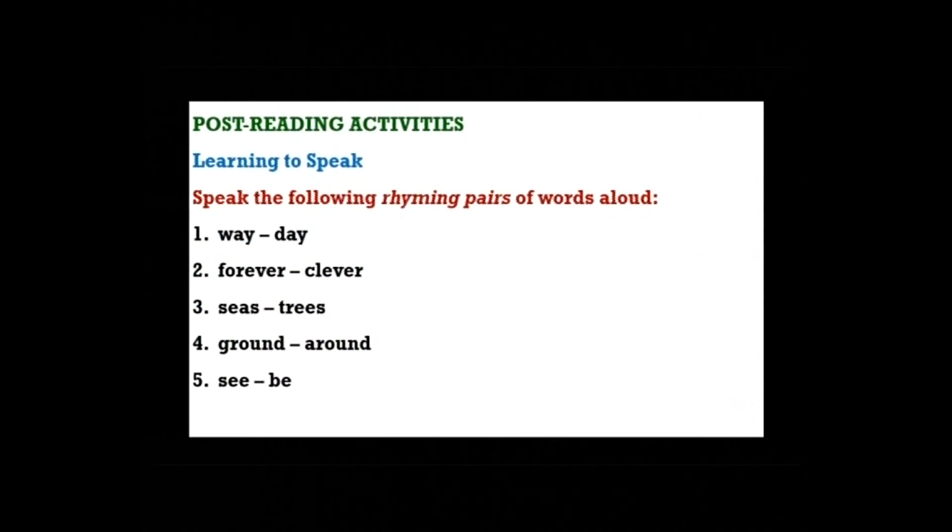Now, we will do the rhyming pairs of words. These are way, day, forever, clever, seas, trees, ground, around, and the last one, C, B. These are the rhyming pairs you will find in your poem.